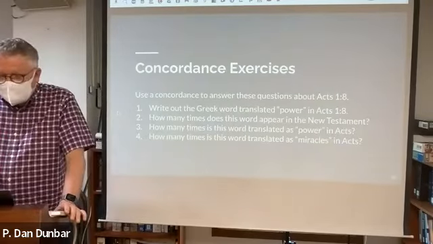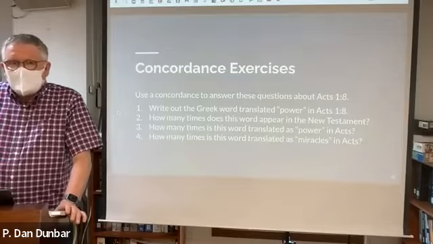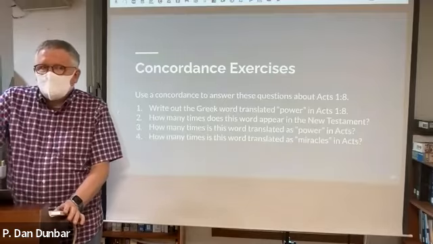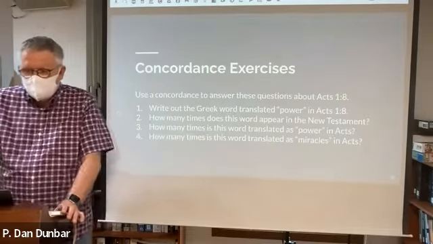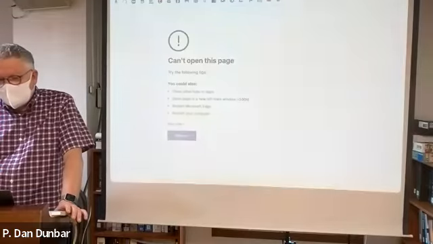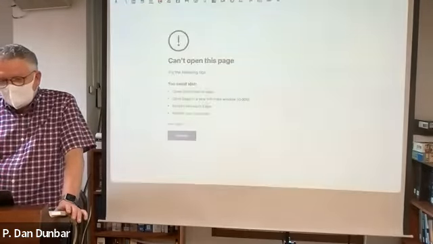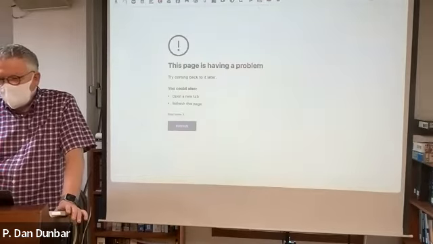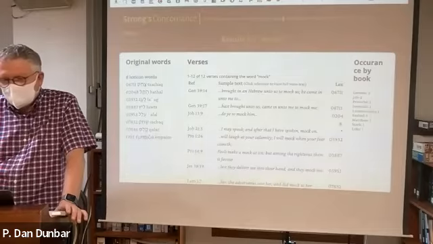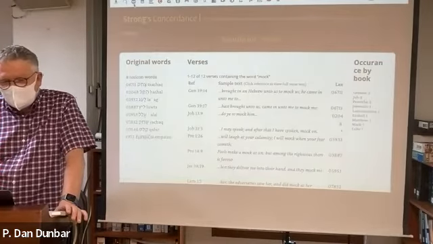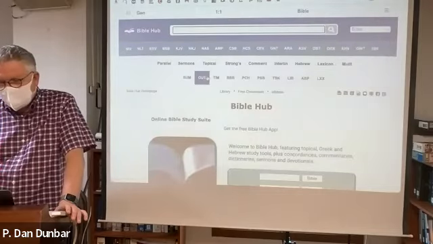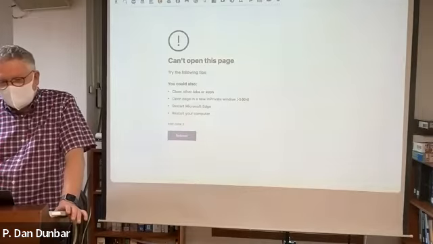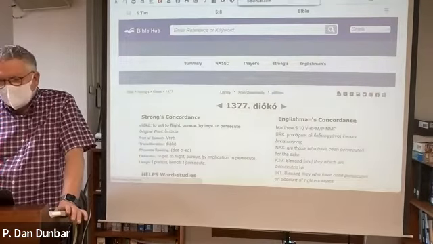Then you need to find how many times this word appears in the New Testament. How can you find that? Which website could you go to? We've got Strong's, Blue Letter, Bible Hub. Why have Strong's so many times? Where is Bible Hub? Okay, so Bible Hub, Blue Letter, Strong's. Oh, that's the one. Never mind.